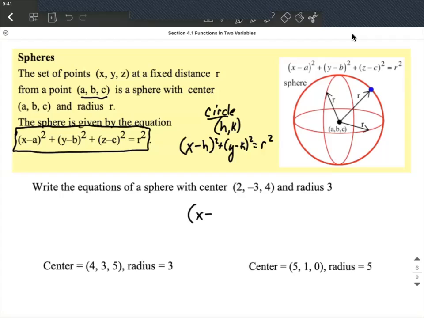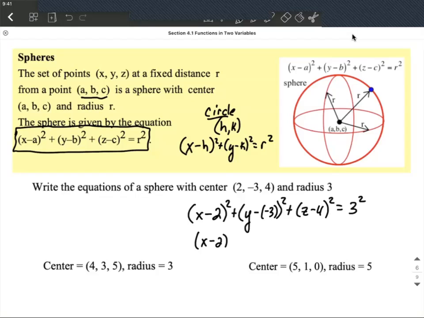It's always x minus whatever the x value is, squared, plus y minus whatever the y value is, and we square it, plus z minus whatever the z value is, and we square it. And on the other side, we put the radius squared. Now on this, the only simplifying down we should probably do is that y minus a negative 3, we can make that y plus 3 squared, a little bit better answer. And over on the right-hand side, maybe instead of 3 squared, we leave 9 as our solution there.